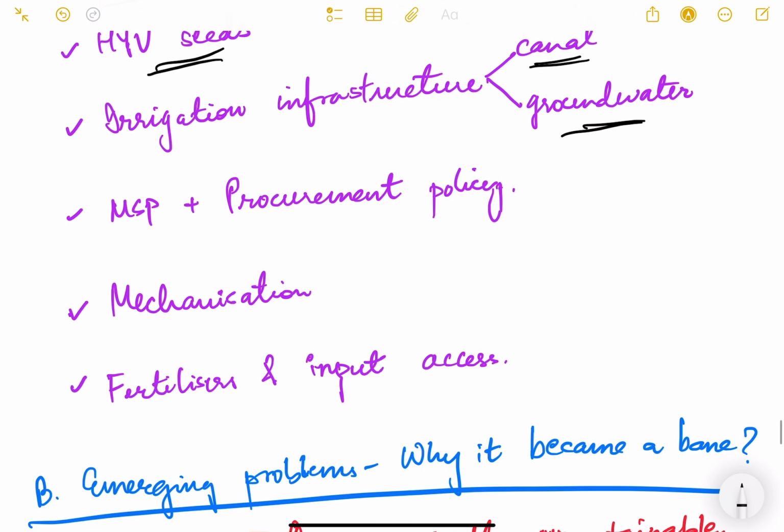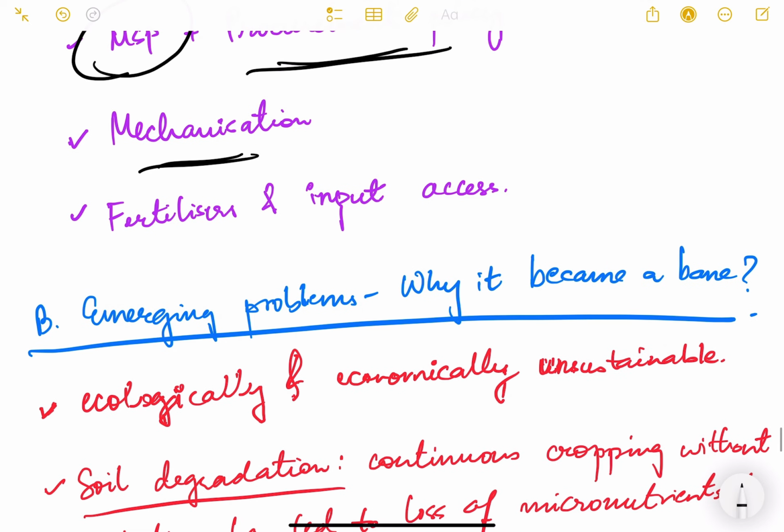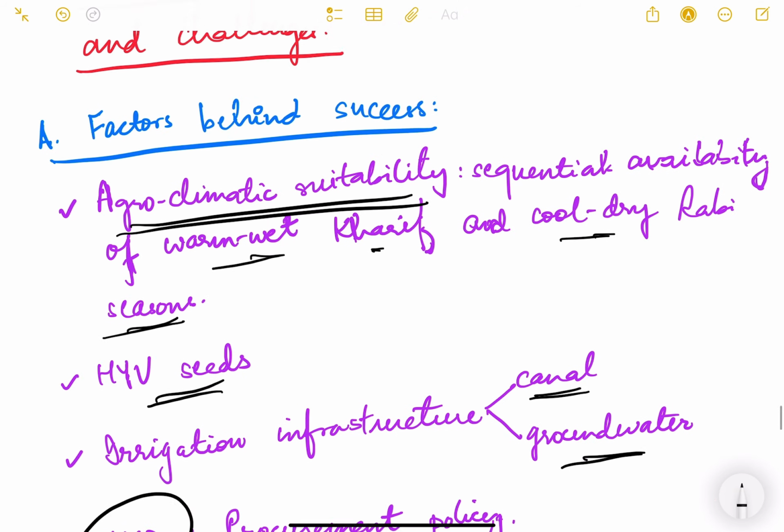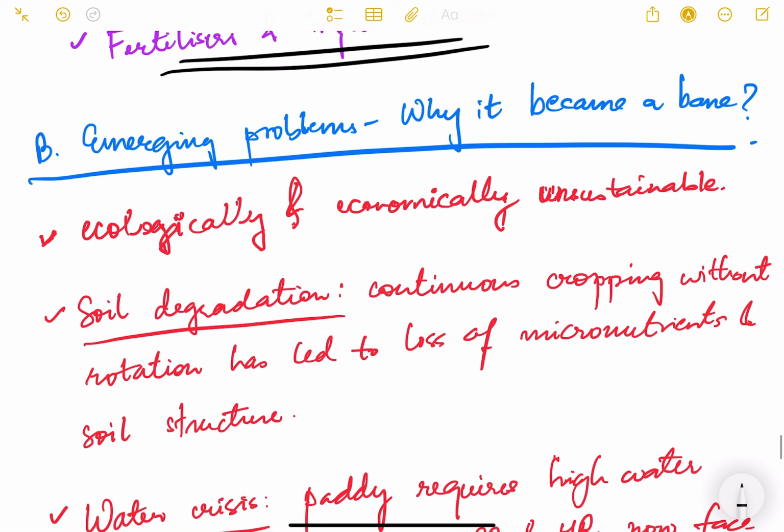Then the most important factor was MSP, the minimum support price policy, and also the procurement policy of the government. So the government guaranteed returns for both the crops. That is why it succeeded. Mechanization also helped a lot, like combine harvesters, threshers. It reduced the need for human labor. Fertilizers and input access were also there. Green Revolution input subsidies and support services were available. These were some of the contributing factors to the success of the rice-wheat system in our country.